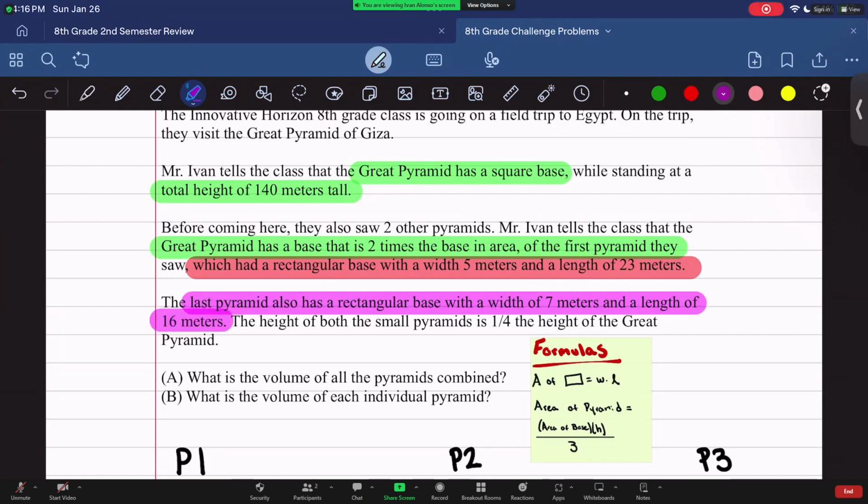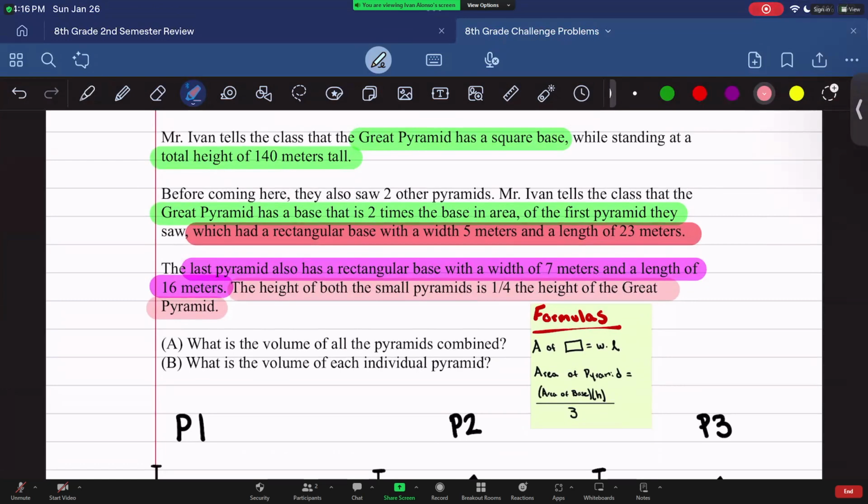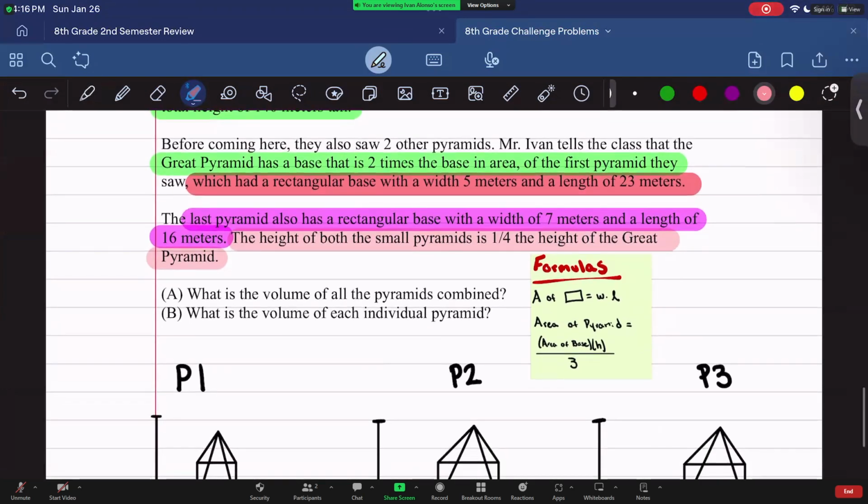It also tells us that the height of both of the small pyramids is 1/4 the height of the Great Pyramid. That is essential because it never specified a specific value for height. Now, it's asking us what is the volume of all the pyramids combined and what is the volume of each individual pyramid. Obviously, if we find B, we'll know A, so we might as well do B first and then just add them up for A.